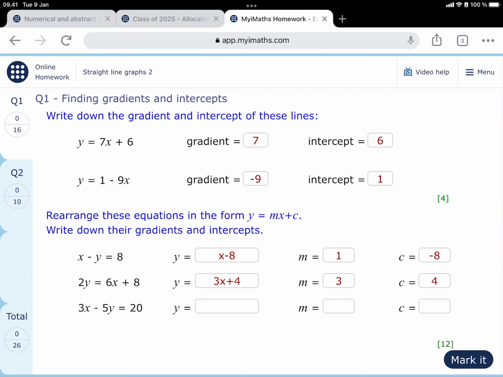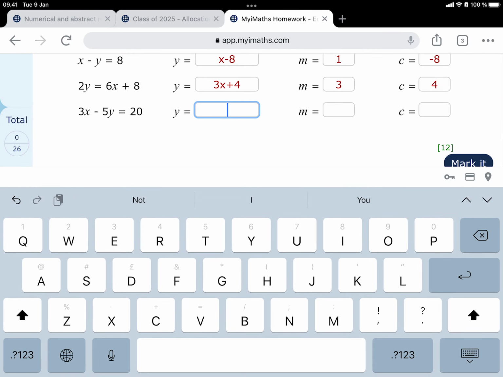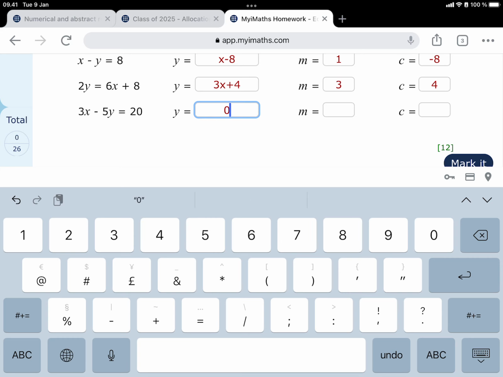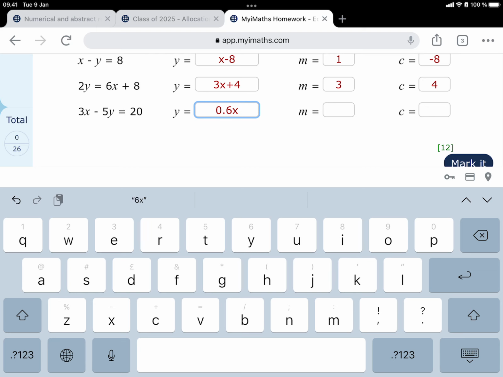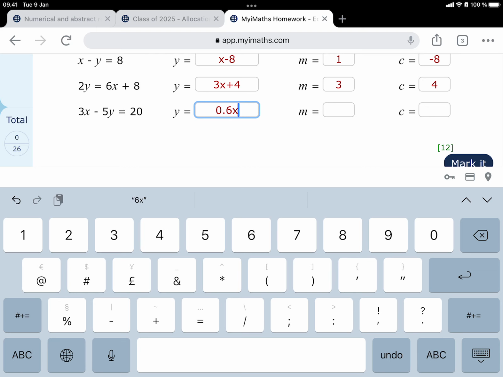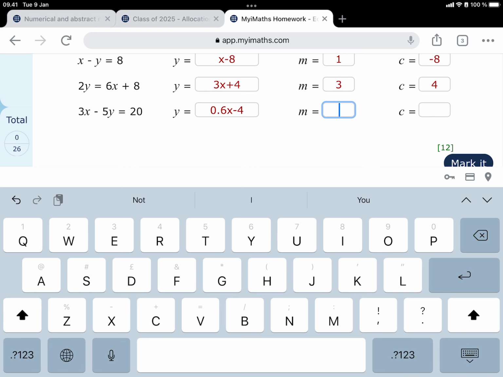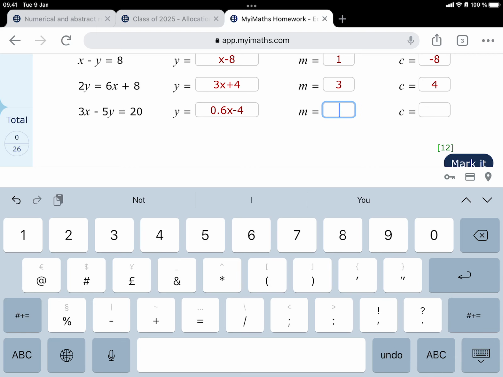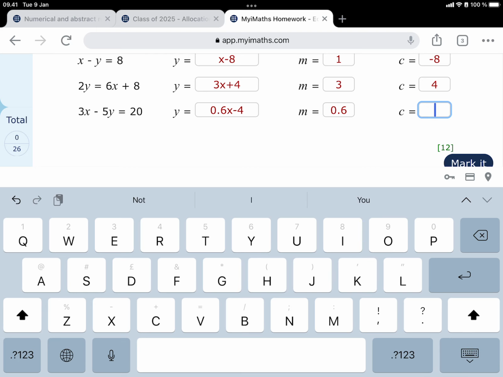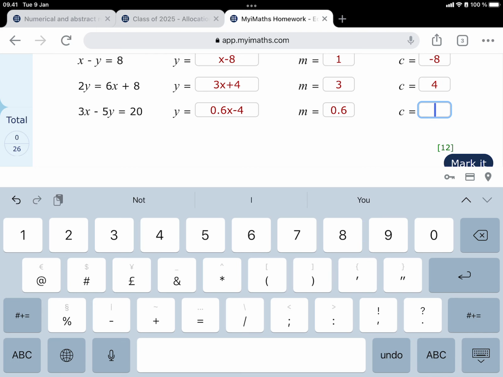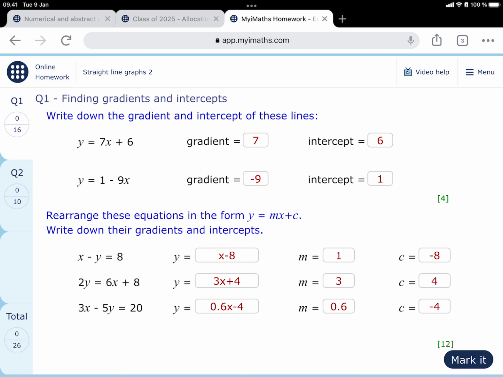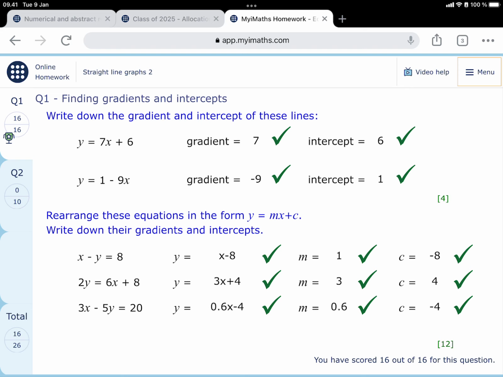Back to iMaths. Y equals 0.6x minus 4. So the gradient is 0.6, and the intercept is minus 4. So let's just mark that. And we've got full marks.